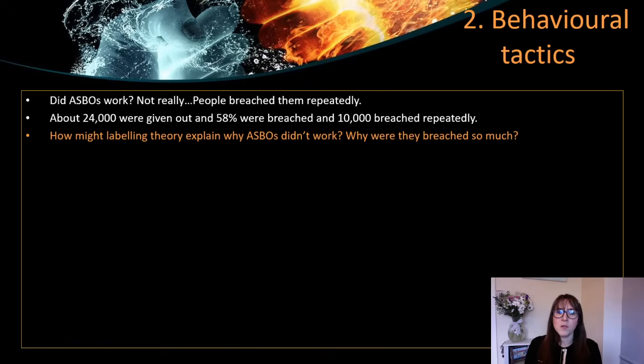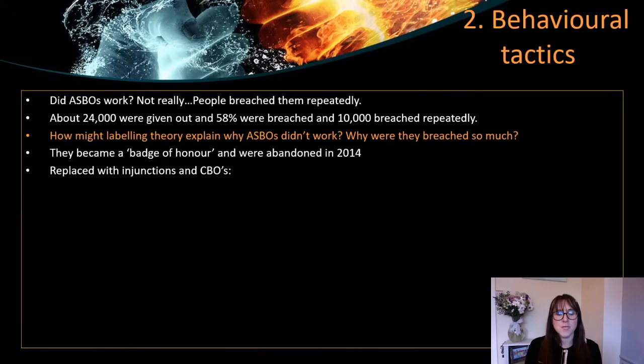How might labelling theory explain why ASBO didn't work? Why would they breach so much? So basically, once you've got labelled an ASBO, so this idea of labelling from Unit 2, you thought, oh, I'm ASBO now, so I might as well do more. So it actually made people behave worse than better. Once you became an ASBO, it was like, all right, well, I might as well just vandalise, might as well play my music loud because I've already got an ASBO, so what's another one to me? They became a badge of honour and were abandoned in 2014.